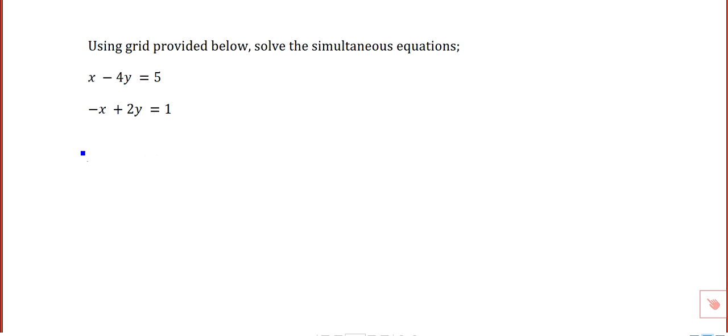Alright, this one is quite easy. There are two methods. The first method is called elimination method, and the other method is substitution. So we are going to use these two methods to solve this question here.